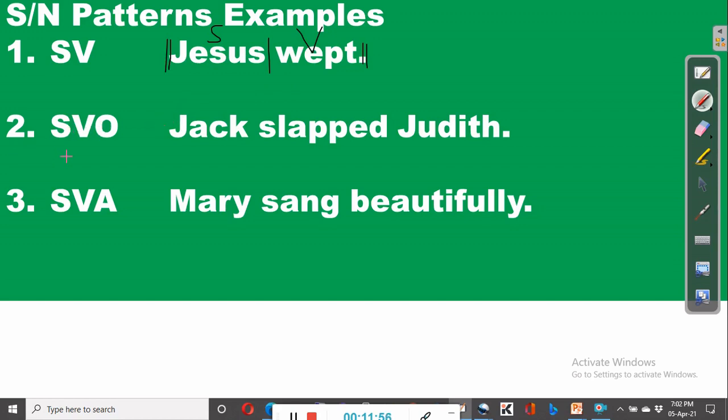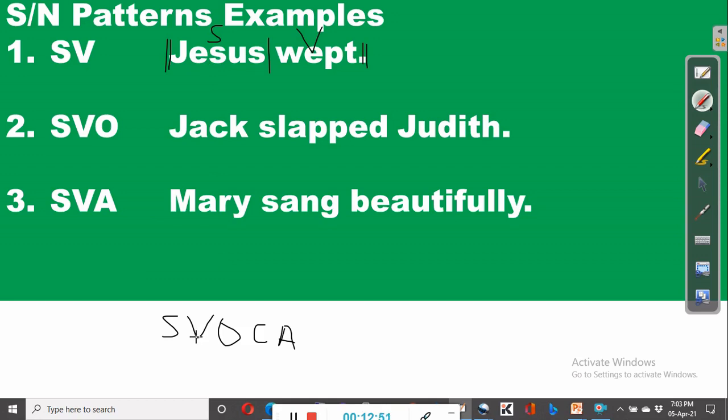Then let's look at the second sentence pattern. It is called SVO, subject plus verb plus object. Now, I want at this point to take time and explain to you what these various letters stand for. I had earlier hinted on that, but I need to explain what each of them stands for. Now, this is subject. The subject is the doer of the action in a sentence. All right? So in this sentence, the doer of the action is Jesus.